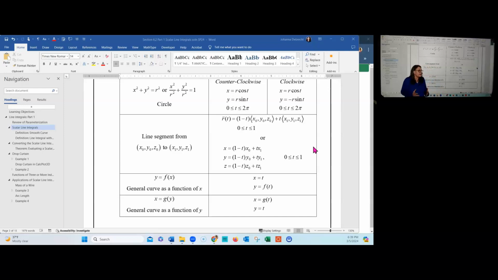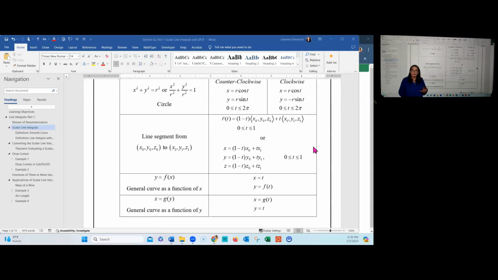In other words, the x component is 1 minus t times x naught plus t times x1. The y component is 1 minus t times y naught plus t times y sub 1. And the same for z as well if we're in three-dimensional space. If we're in two-dimensional space, we would stop after the representations for x and y. This parameterizes the line segment with the parameter t going from 0 to 1.